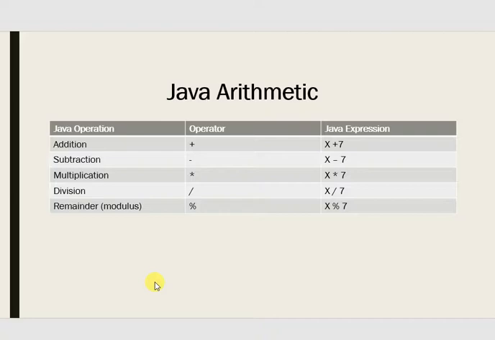Most of these are self-explanatory. The modulus equation, x percent of 7, will return the remainder. So if we did 10 percent of 7, the output would be 3.